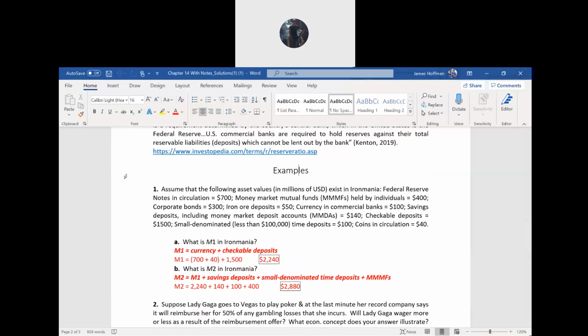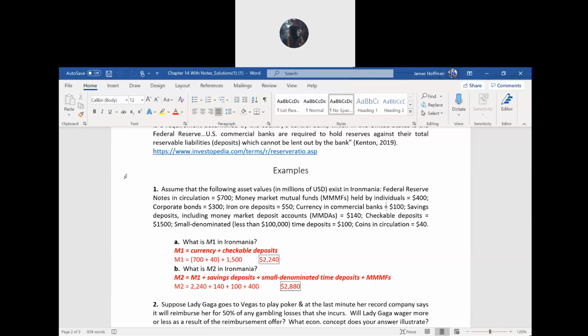Okay, number one, this one is just a brief example of how you calculate M1 and M2 based on what goes into it. Assume the following assets in millions of dollars exist in Iron Mania. We have Federal Reserve notes in circulation, 700. We have money market mutual funds, 400 million. Corporate bonds, 300. Iron ore deposits, 50.